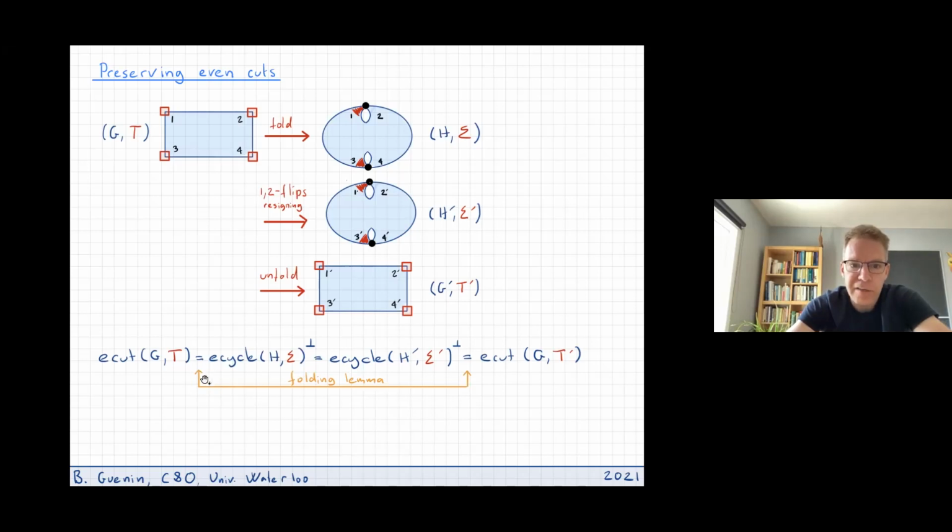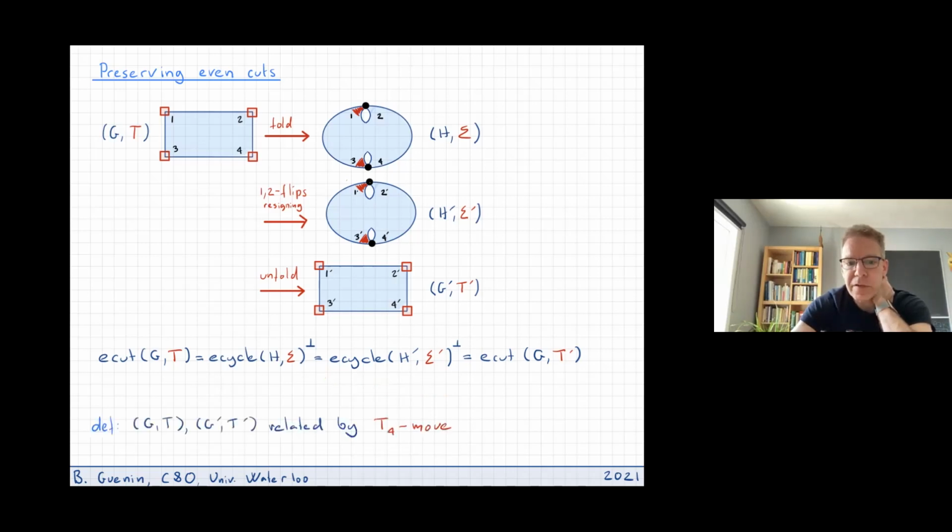So when I did this folding thing, I went from even cut to even cycle. I have to take the orthogonal space, right? And then I'll just unfold it again. So I get the second relationship. And what did I have in the middle? Well, in the middle, I just did 1 and 2 flips. 1 flips and 2 flips preserve cycles, thereby preserving even cycles, and resigning preserves even cycles. So that's the entire argument, right? So I'm going to say that 2 graphs like this are going to be related by a T4 move.